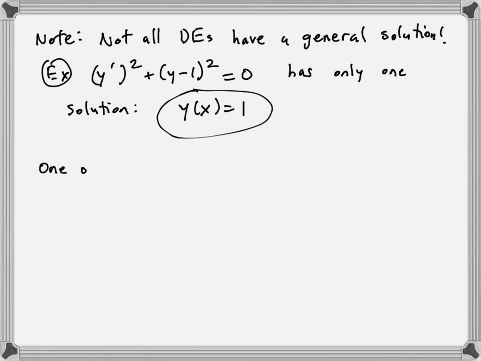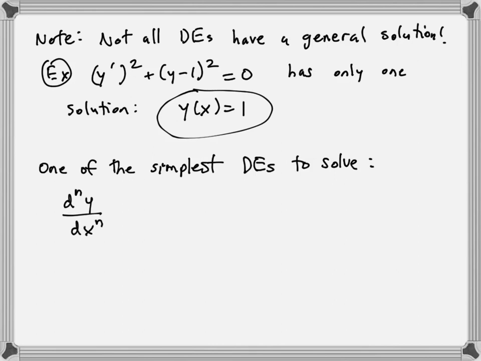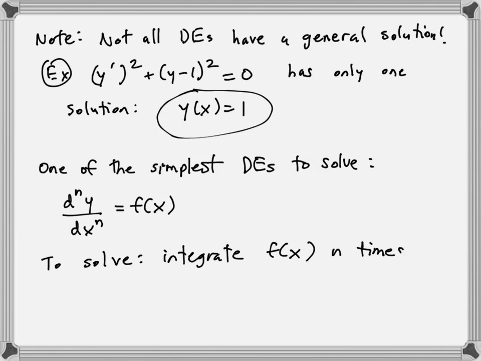So one of the simplest differential equations to solve is the differential equation that looks like this. Okay, this is extremely easy because all you have is an nth derivative on the left and an f of x on the right. So how do you solve this thing? To solve, just integrate f of x n times. That's it, okay? Pretty simple.